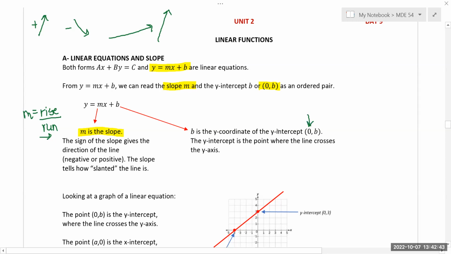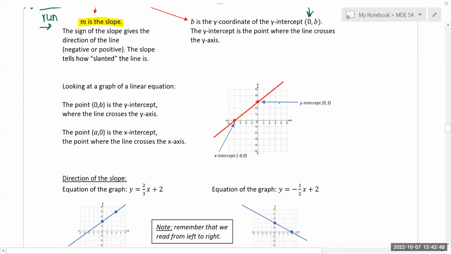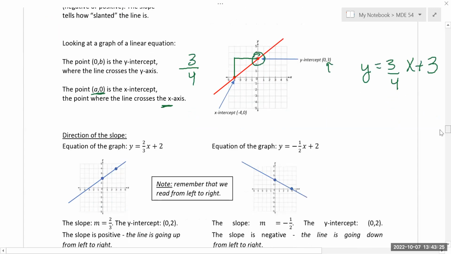It's where it crosses the y-axis. So if we look at a linear equation, this would be our b, the 3. And then we could get the x-intercept as well. The x-intercept is where y is 0, where it crosses the x-axis. And we could actually grab the whole slope off this too. Up 1, 2, 3, over 1, 2, 3, 4. So I could grab the entire equation of this line just by looking at the graph. But just note what an x and y intercept are. If it's the y-intercept, x is 0. If it's the x-intercept, y is 0.